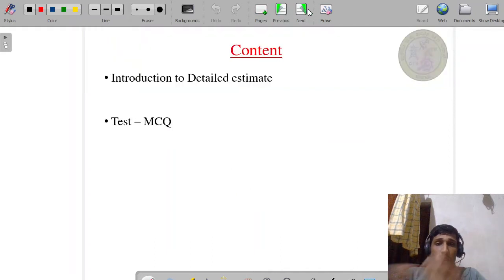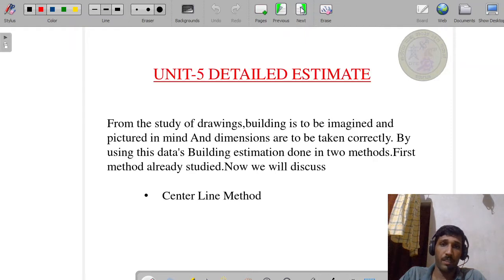In today's topic, we will cover first an introduction to detailed estimates, and then multiple choice questions and simple problems on that. In detailed estimation, there are two methods. Already we discussed in the previous sessions, one method is the long wall and short wall method, and the other method is the center line method. We will concentrate on the center line method in this particular chapter.